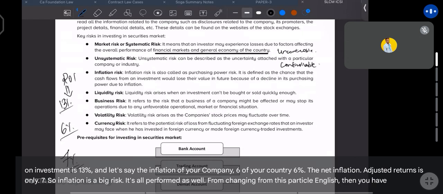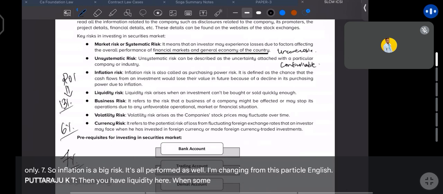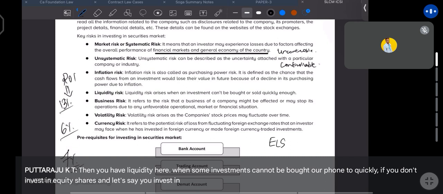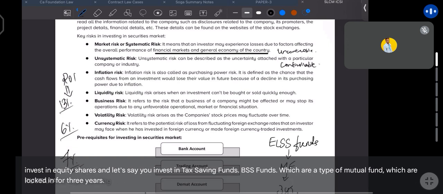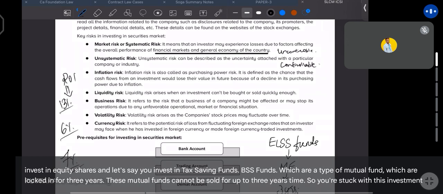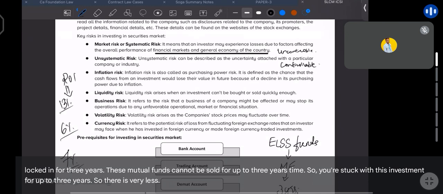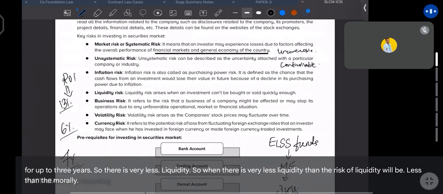Then you have liquidity risk, when some investments cannot be bought or sold quickly. If you don't invest in equity shares and, let's say, you invest in tax saving funds, ELSS funds, which are a type of mutual fund locked in for 3 years, these mutual funds cannot be sold for up to 3 years' time, so you're stuck with this investment. There is very little liquidity, and the lesser the liquidity, the more the risk.